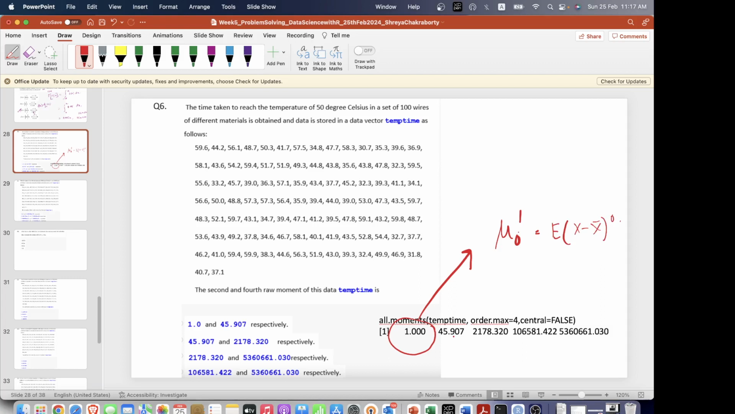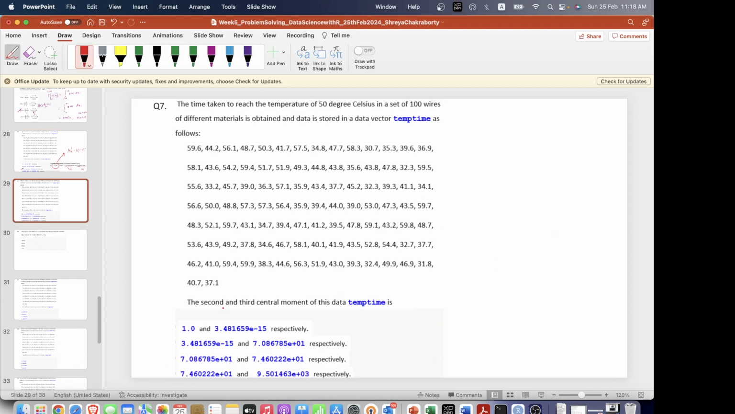Okay, this would be mu 2 prime, and this would be mu 4 prime. So this is the answer. Then they are asking, find the second and third central moment of this data, temp time.